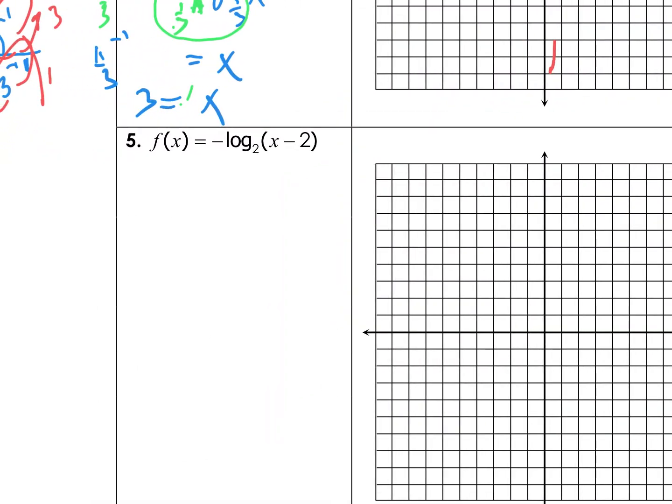Now, this transformation is that I am subtracting 2 from the x, which means right 2. Ooh, and there's a negative in front, meaning it flips over the x-axis. So I'm going to do a cheater method with you right now. I'm going to draw the parent, y equals 2 log base 2 of x.